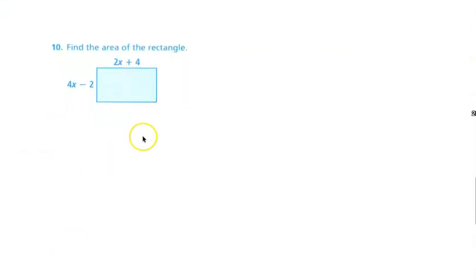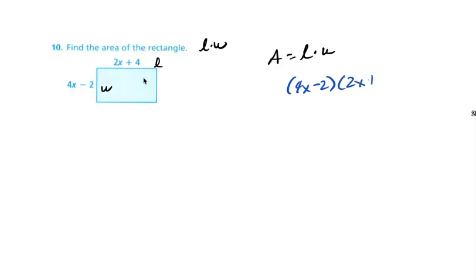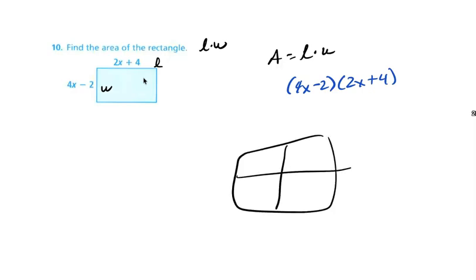This last one here, if I want to find the area of this rectangle, remember, area of a rectangle is length times width. There you go. So one of these is the width, one of these is the length, doesn't matter. So all we're going to do is multiply these two. So 4x minus 2 times 2x plus 4. Let's finish off with the area model. So I think that's one that most people tend to like. So 4x minus 2, 2x plus 4.